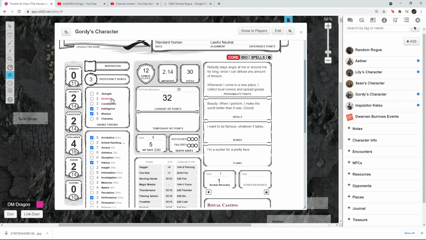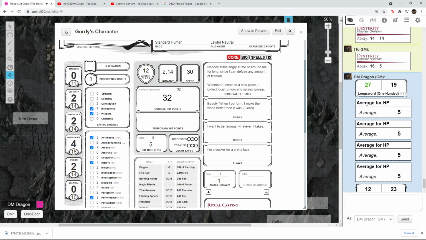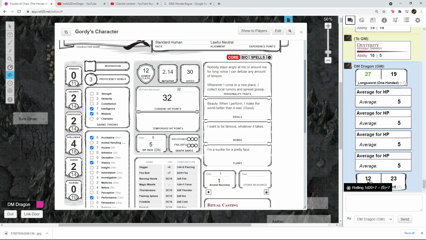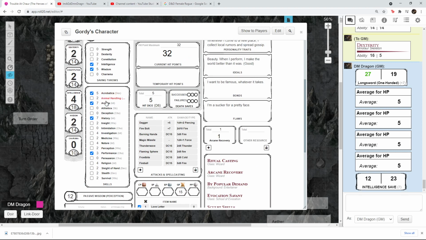So basically, I may ask you during the game, give me a con save or give me a dex save or an int save. You would basically just click on one of these and then look over here and it tells you what you rolled. So here I rolled a pretty crappy 5, but I do have +7 because I'm a wizard, so 12 is still a decent saving throw. These are your skills.